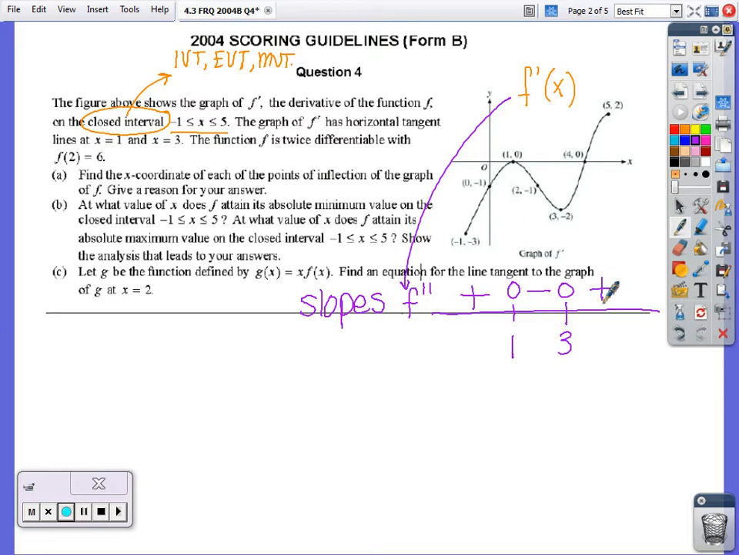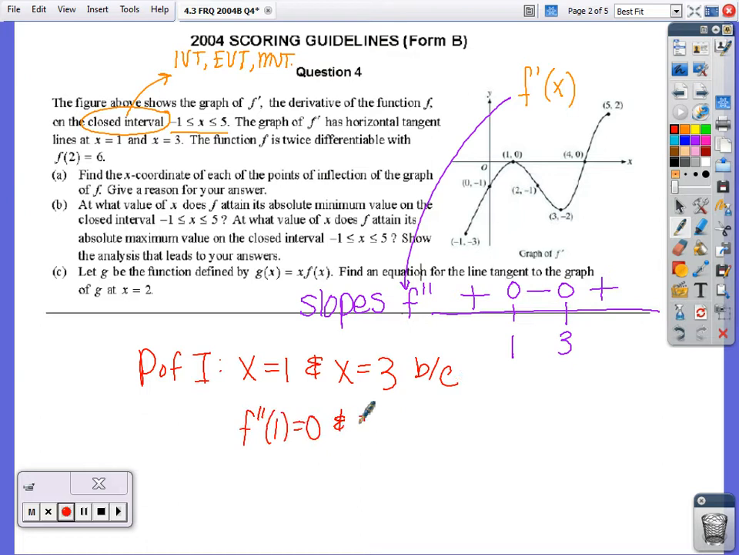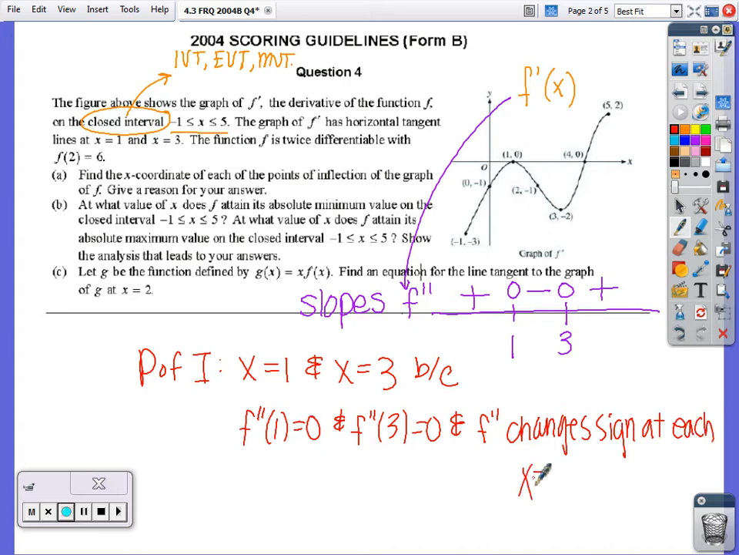Let's see, so your points of inflection occur at x equal to 1 and x equal to 3 because f double prime of 1 is 0 and f double prime of 3 is 0 and f double prime changes sign at x equal to 1 and x equal to 3. All right, part B.